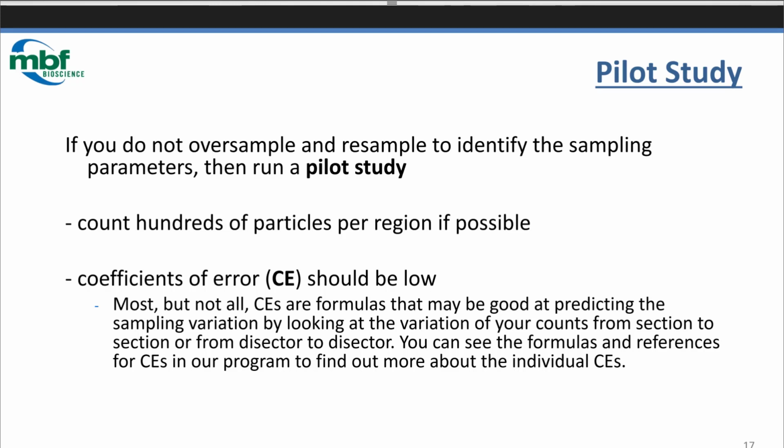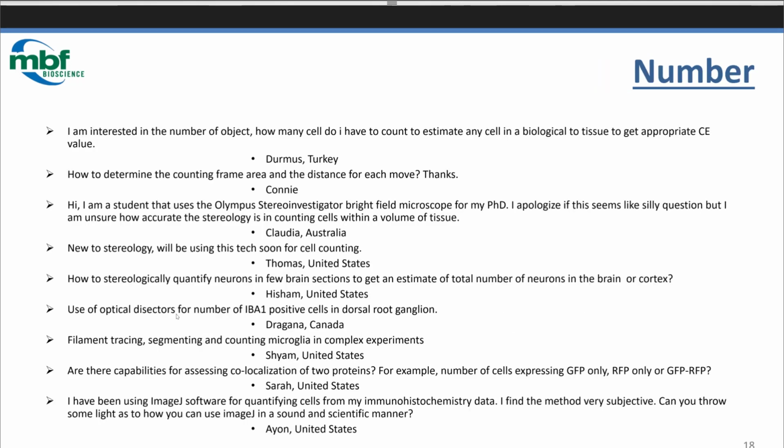Some labs have decided not to do that, and they just count a lot of cells. The point here is we can help you think about your precision and help you think about ways like the CE or oversampling and resampling so that you know the answer to these questions. How many cells do I count? How do I determine my parameters, which will affect that cell counting? How can I be sure that stereology is accurate?